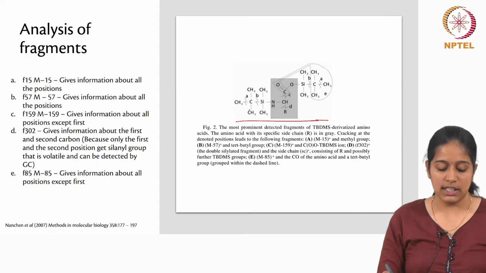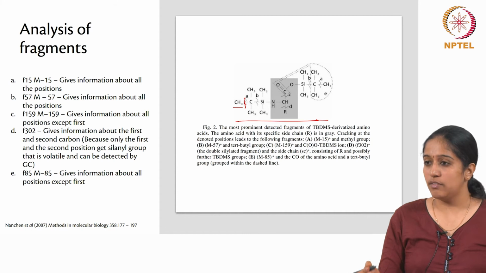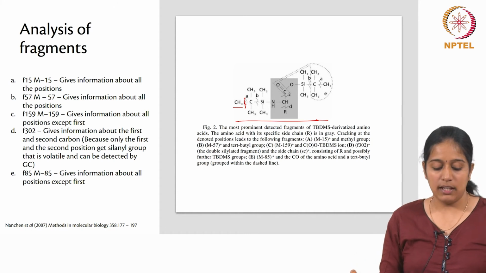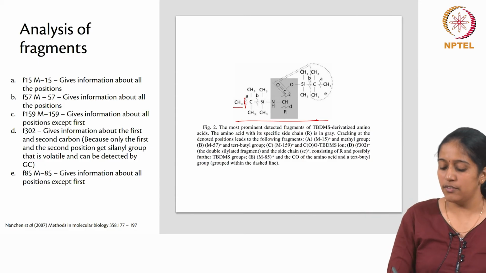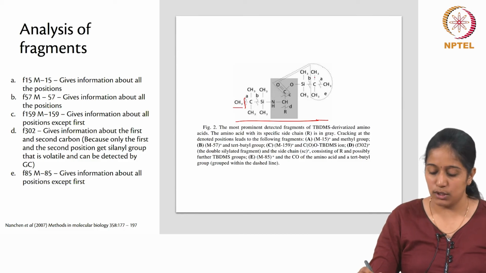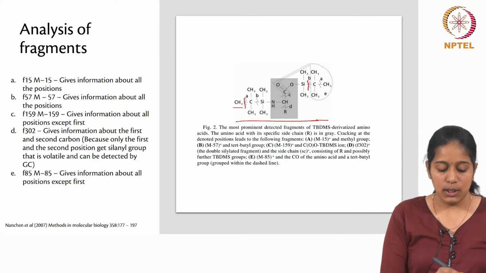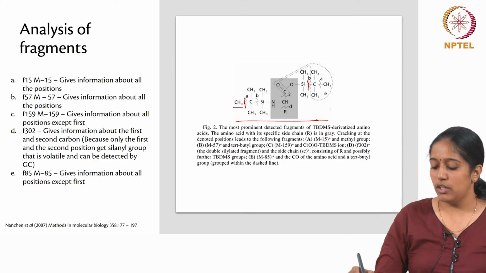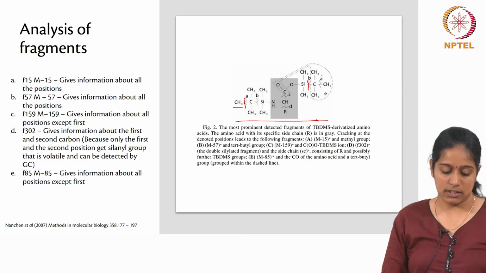The first one, which I call F15, is M minus 15. It gets fragmented at this position, that is A, so your methyl group gets cleaved. The mass of the amino acid fragment that you observe would be M minus 15, because the molecular weight of CH3 is 15. Similarly, if it gets fragmented at B, you get F57. The molecular weight of this particular group is 57, and so you get M minus 57.